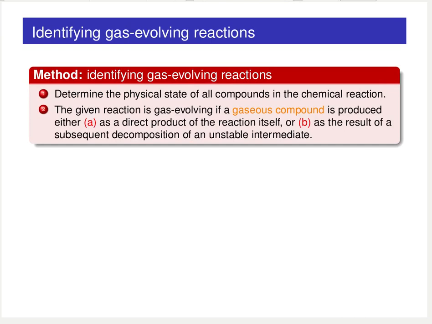So the method of identifying a gas evolving reaction is fairly straightforward. Basically, you determine the physical state of all compounds present in that chemical reaction and take into account subsequent reactions that may take place involving some unstable intermediate. And then the given reaction will be classified as gas evolving if you see a gaseous compound produced either as a direct product or as the result of some decomposition step.